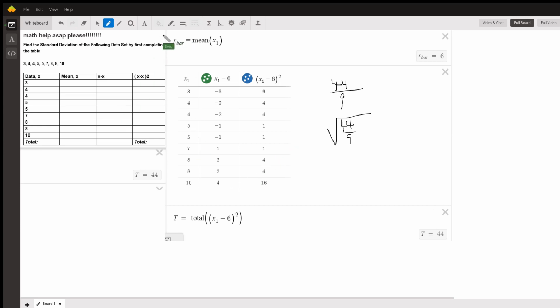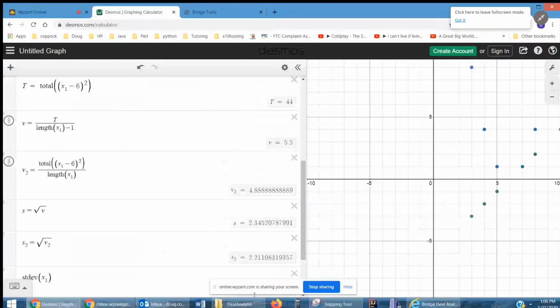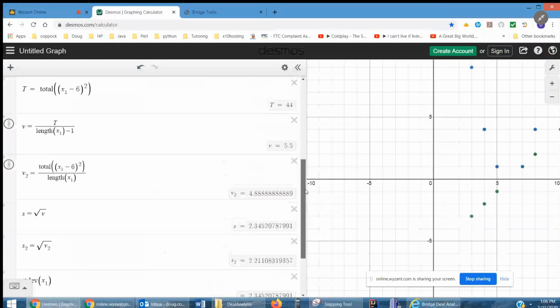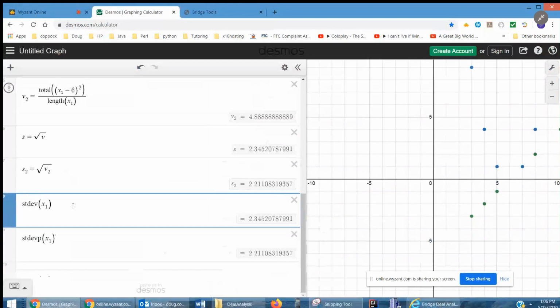Okay, now if I share my screen, go to Desmos. There are some functions on Desmos that allow you to do standard deviation of a data set. For example, here's the standard deviation of x of 1, without the p, which stands for the standard deviation of a sample. I have a feeling that your problem was intended to find this, to treat your data set as an entire population. So the standard deviation of the entire population is 2.244, or 2.411, I should say.